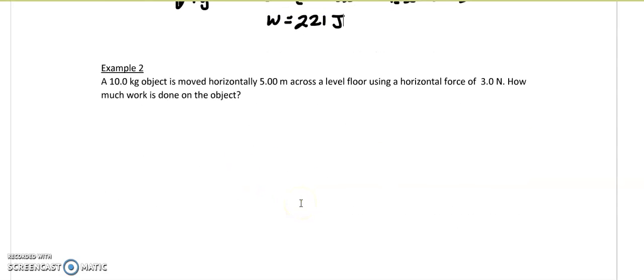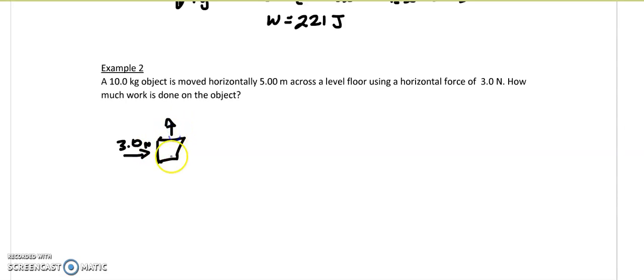Well, taking a look at the next example here, we've got a 10 kilogram object moved horizontally 5 meters across using a force of 3 newtons. How much work is done to the object? Well, here we've got our object again. We're applying 3 newtons of force this way.